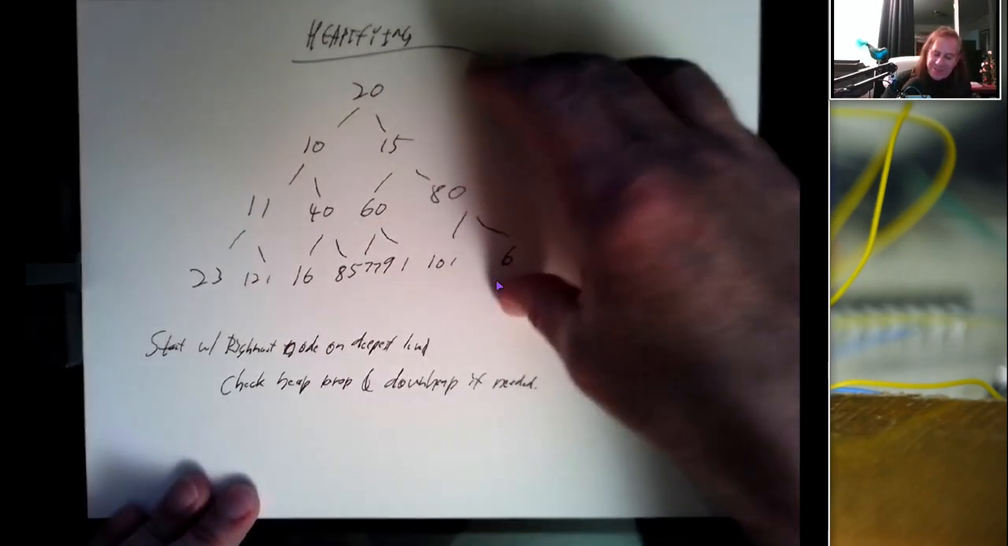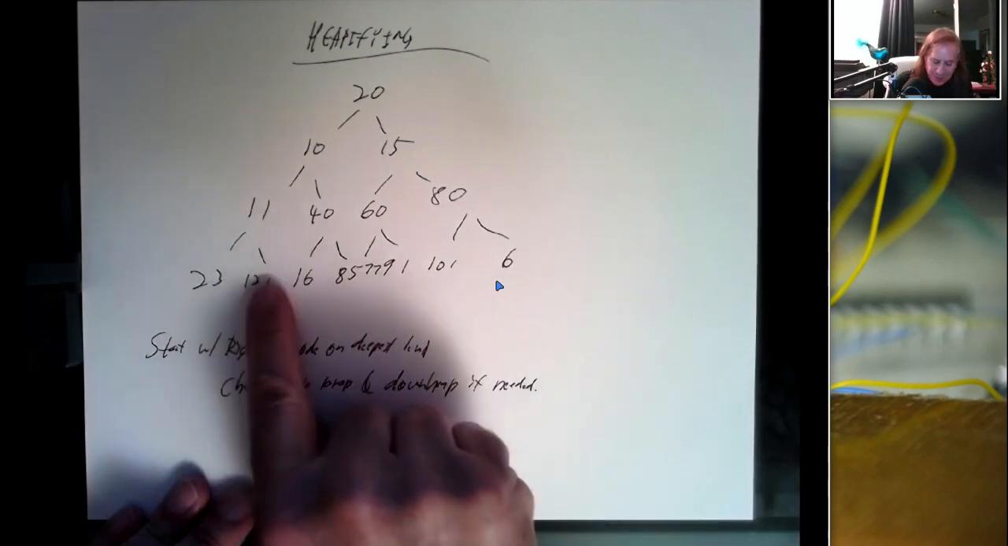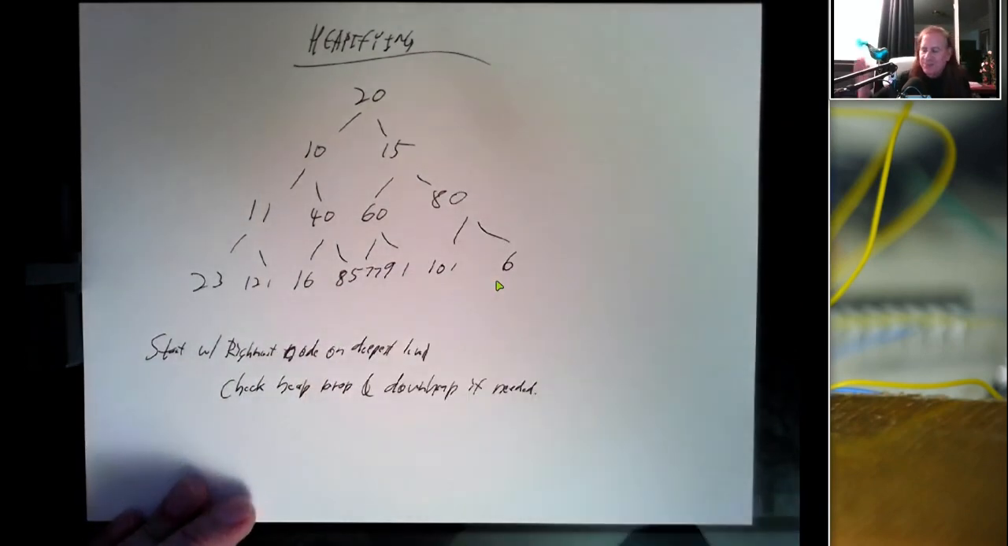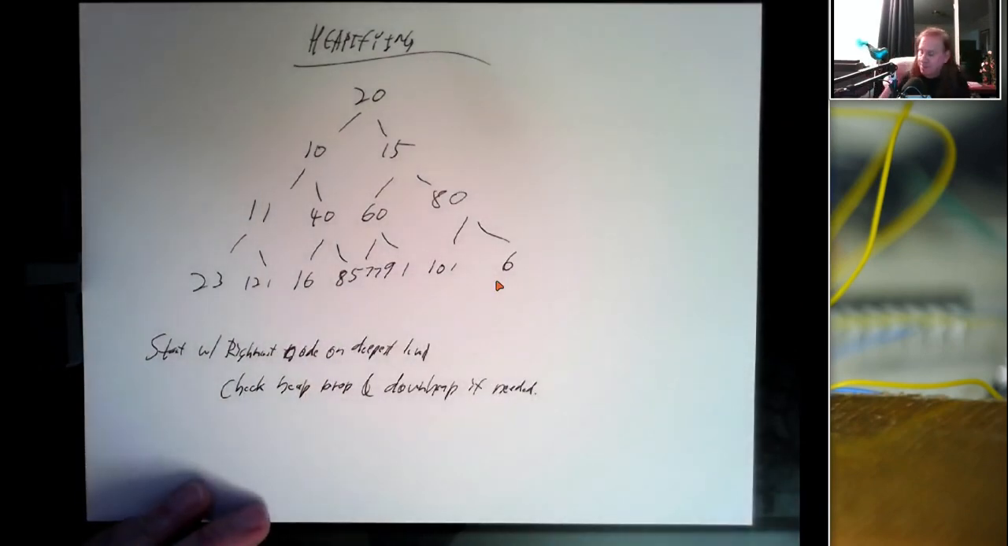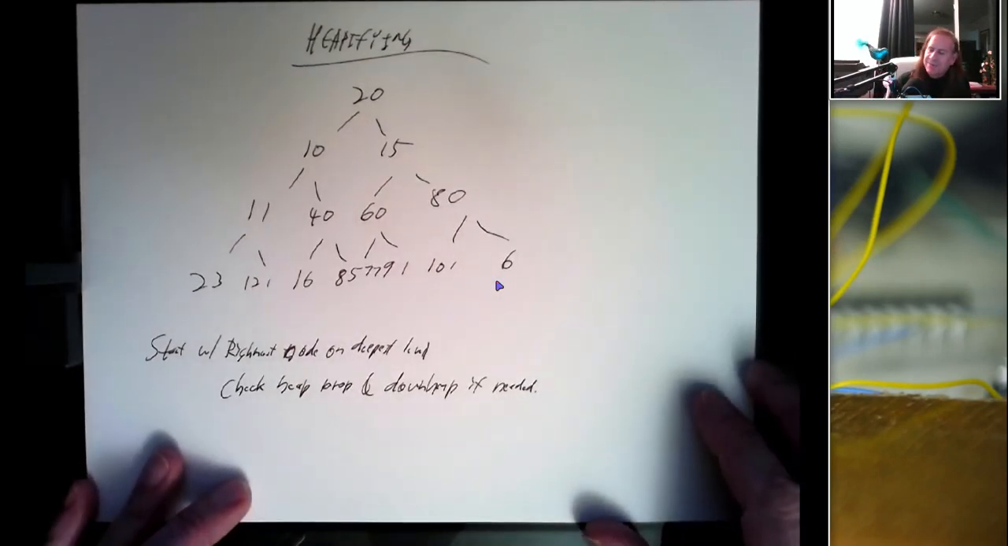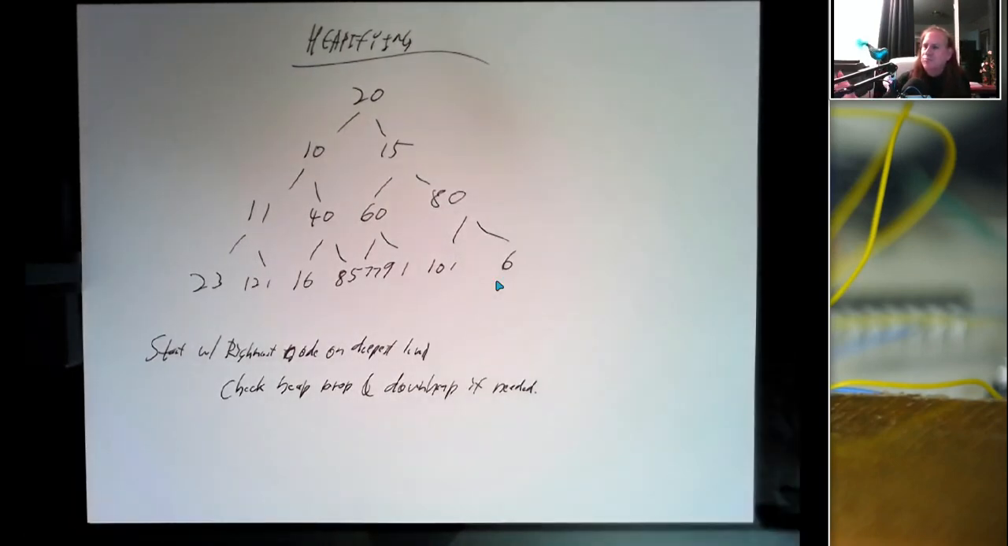Well, we have 15 pieces of data in this heap. 1, 2, 3, 4, 5, 6, 7, 8 of them. We don't have to do any work. So half of our problem we get for free.